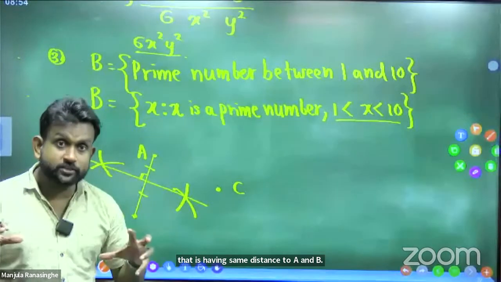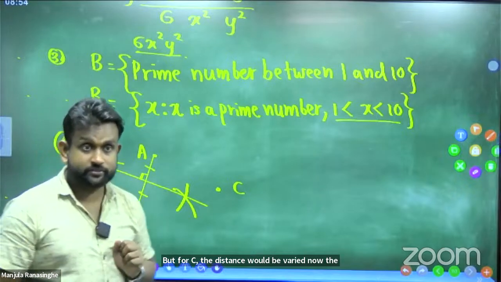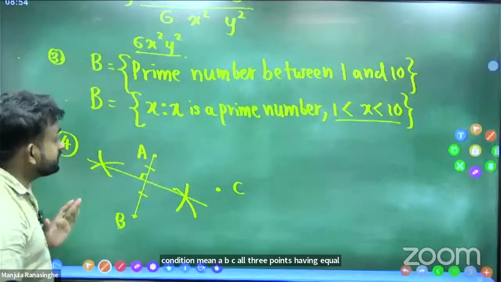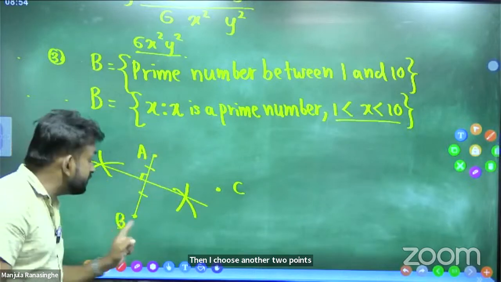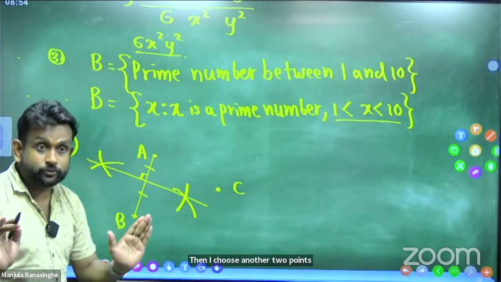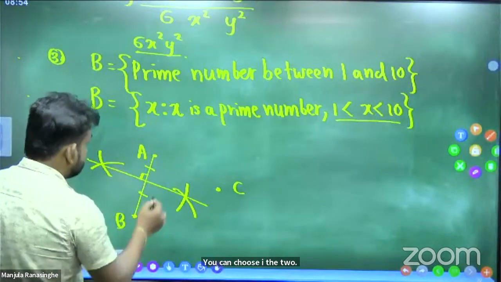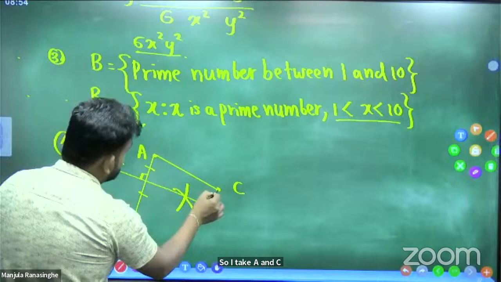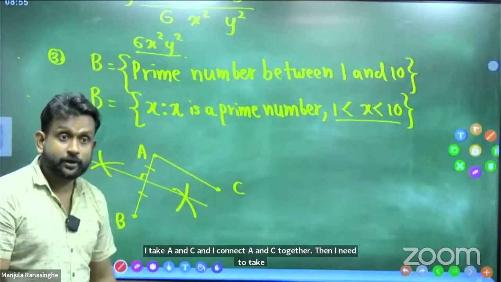Now the condition means A, B, C, all 3 points have equidistance to that point. Then I choose another 2 points like A and C or B and C. You can choose either two. So I take A and C and I connect A and C together. Then I need to take equidistance to A and C. So how to take?